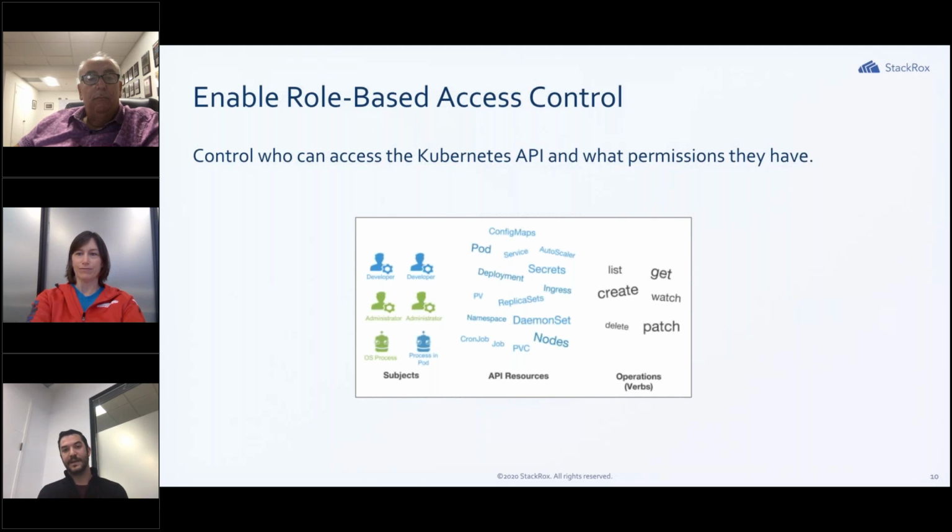And so the way that Kubernetes breaks down RBAC, you have subjects, which is a developer or a user. It can be bound to service accounts, which have the ability to access the Kubernetes API. You have all the API resources. If you ever run kubectl api-resources, you'll see Kubernetes has a ton of options. And then finally, what they can do with those resources, right?